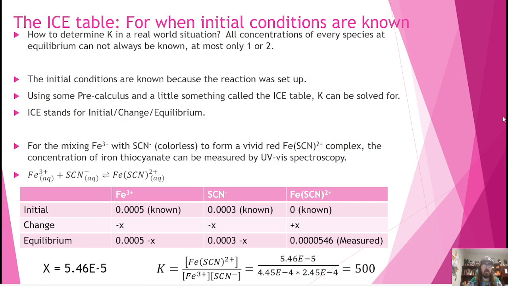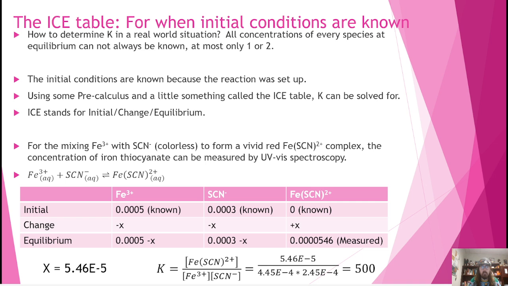When we know equilibrium concentrations, it is relatively simple. But in a real world situation, we may not know the concentrations of every species. At best, we might know one or maybe two, because one or two glow or absorb wavelengths of light, or we have some way of figuring out a concentration. But as long as we know the initial conditions, we can figure out what the conditions at equilibrium are.